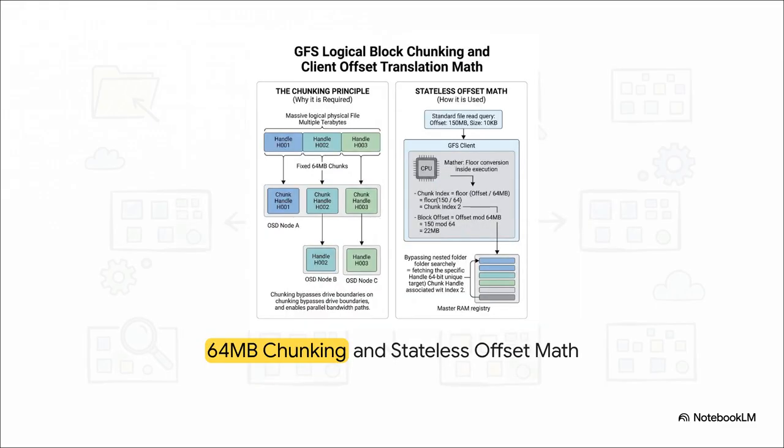Now, the fundamental unit of allocation in GFS is called the chunk, and it is massively fixed at 64 megabytes. You might be wondering, why so huge?